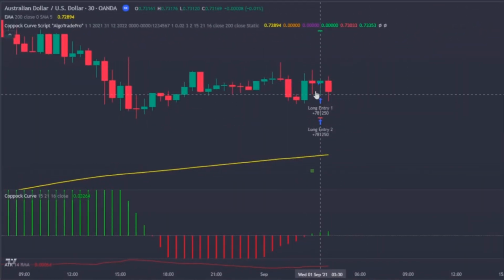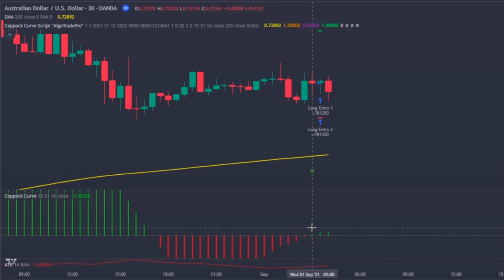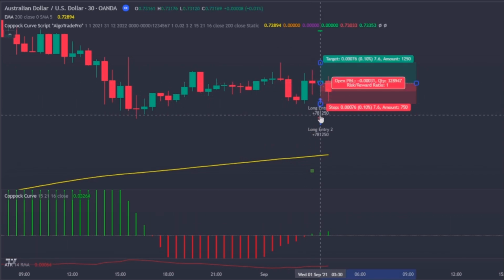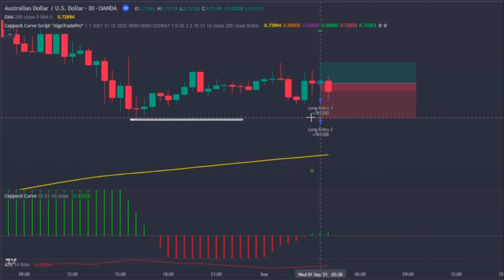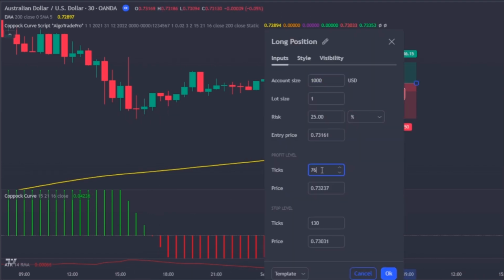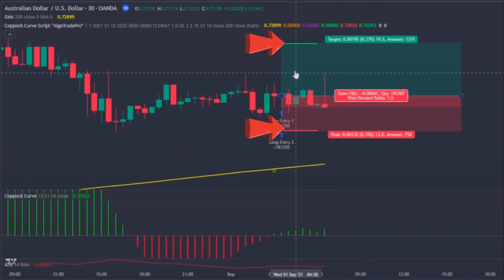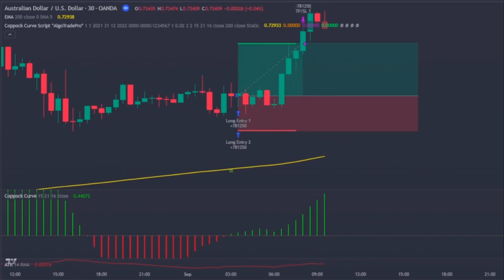Here we can see that the price is above the 200 exponential moving average and the Coppock Curve Indicator gave a long signal. So we will enter at the close of the signal candle, which is this one. The stop loss value is 2 times 6.5, which is 13 pips and corresponds to the last swing low, and the take profit is 3 times 6.5, which is 90.5 pips. So, first of all, we can see that my bot entered the position and placed the stop loss and take profit values perfectly. Now let's fast forward to see what would happen.